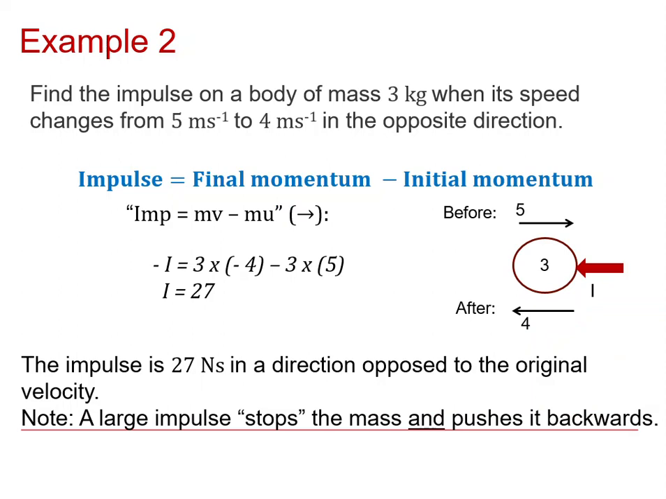So I've said it's in a direction opposed to the original velocity. I could have said it's in the direction of the new velocity. A large impulse, well, 27 is big compared with the figures given in the question, effectively is turning a momentum to the right into a momentum to the left. It stops and then pushes back the particle in question.